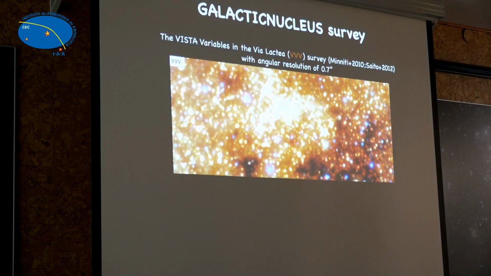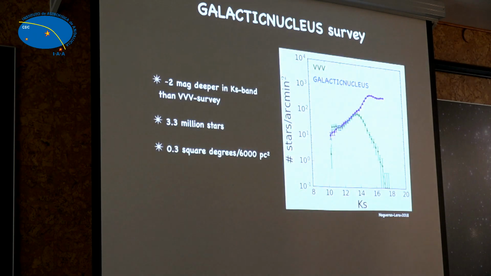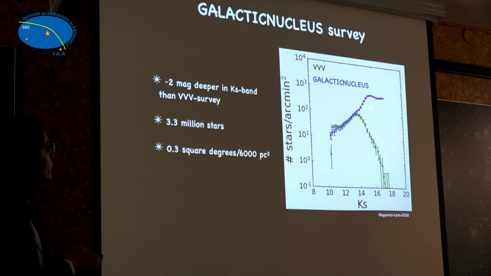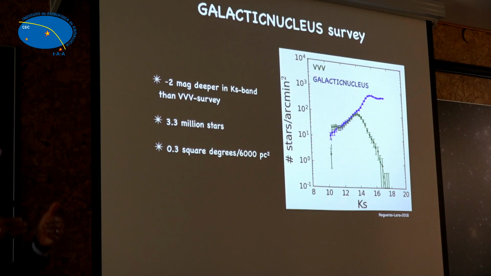If you compare this image of Galactic Nucleus with the next slide, which is from another infrared Galactic Centre survey called VVV, you see a huge difference in angular resolution. VVV is around 0.7 arcsecond. This plot shows that we can reach 2 magnitudes deeper in K-band using Galactic Nucleus compared to VVV. So we can go much deeper and resolve many more stars. So far, it is the most complete and deepest survey for Galactic Centre observations available. The catalog has 3.3 million stars, in an area of 6,000 square parsec on the sky.